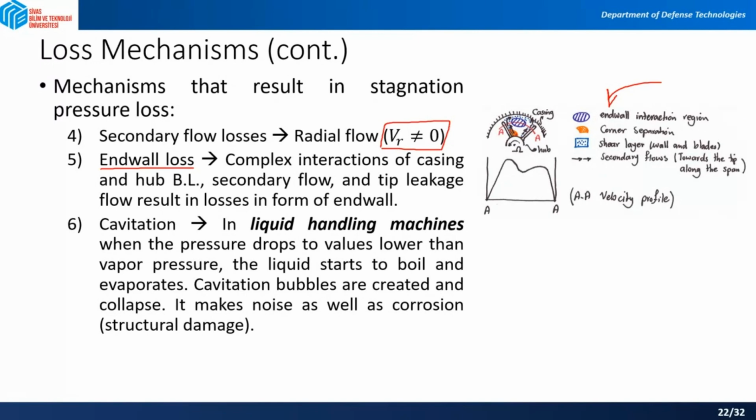So all these complex flows are interacting and making a much more complicated region, which is the end wall interaction region. Also, you have some kind of loss in only liquid handling machines that is due to cavitation. You know that when the pressure drops to values lower than the vapor pressure in liquid, the liquid starts to boil and evaporates.